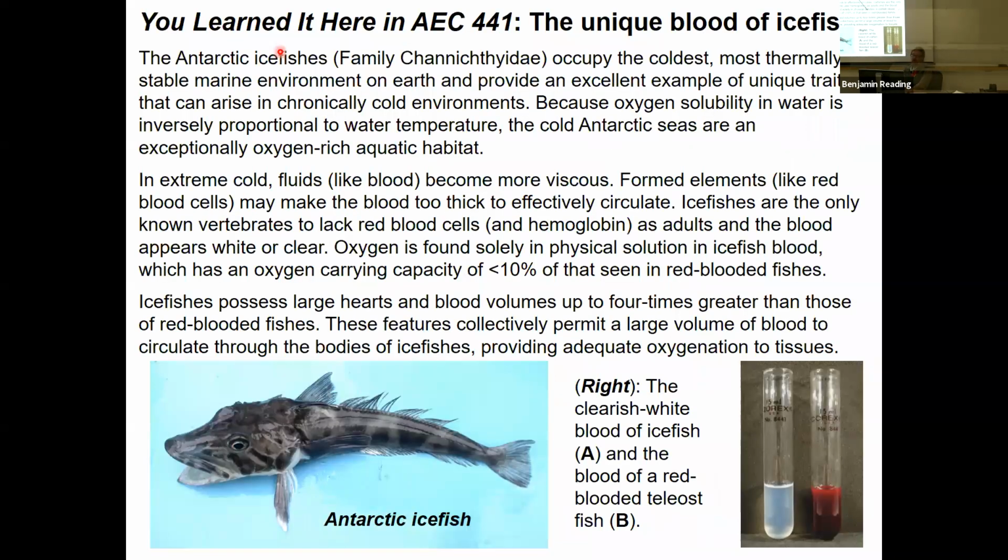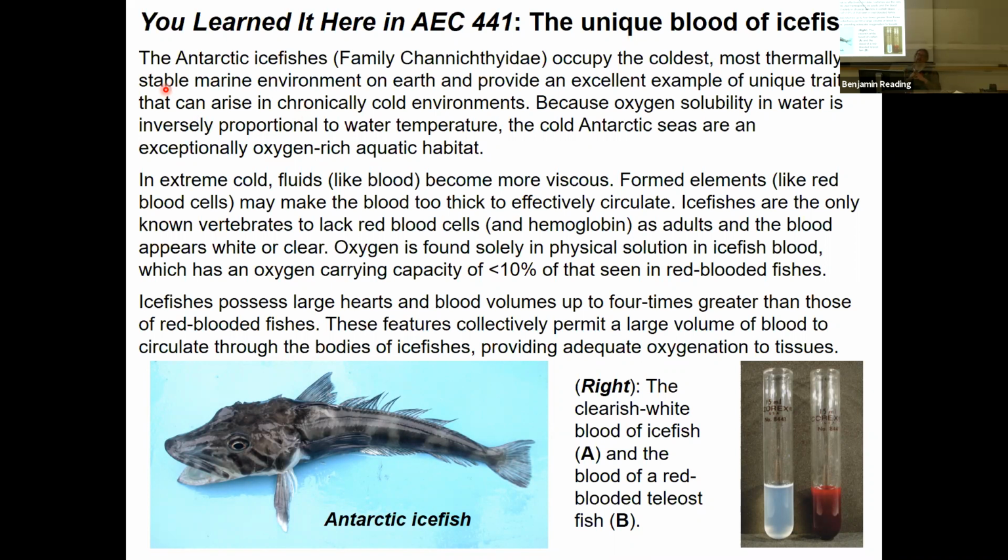So with that, I have stored. And again, I like to always show these. This is a weird phenomenon in fish. You learned it here, AEC 441, the unique blood of the ice fish. The Antarctic ice fishes, family Channichthyidae, occupy the coldest, most thermally stable marine environments on Earth and provide an excellent example of the unique traits of fishes that can arise in chronically cold environments.